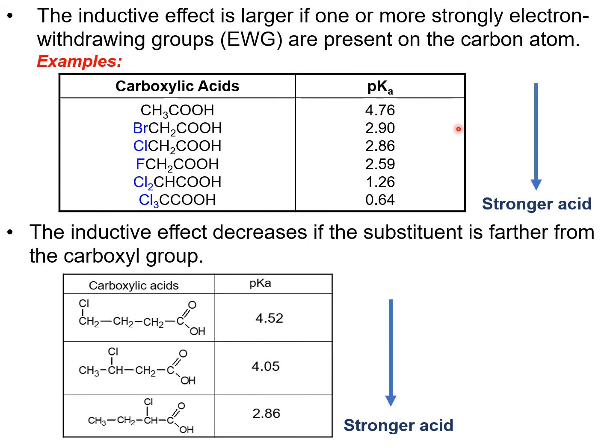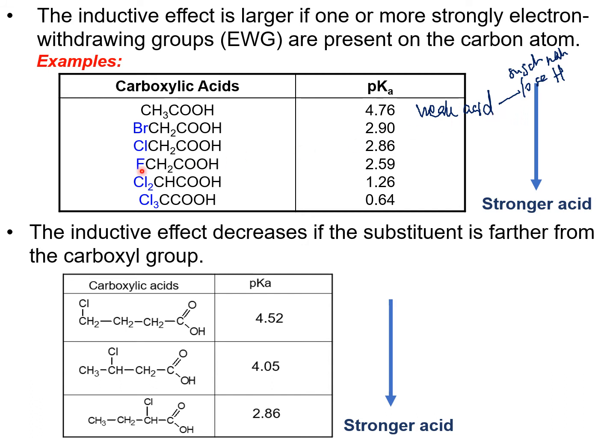Kalau pKa tinggi maksudnya is a very weak acid. Kenapa weak acid? Sebab dia susah nak lose proton. Okay, susah nak lose proton. So bila susah nak lose proton, jadinya dia punya acidity pun akan berkurang.